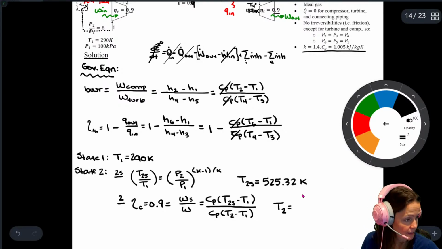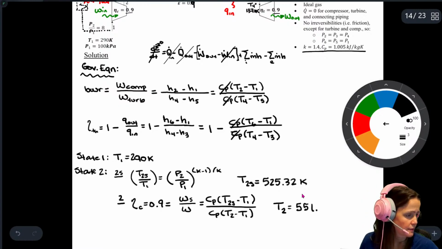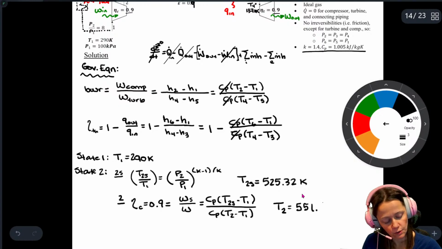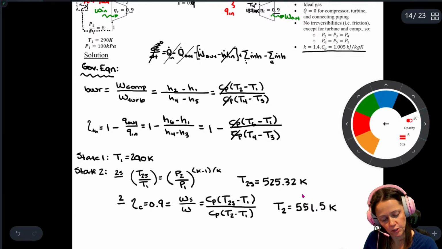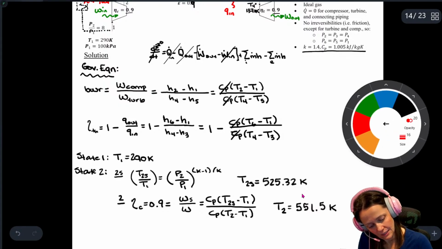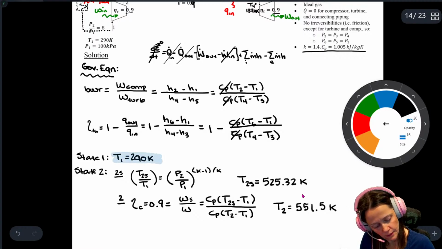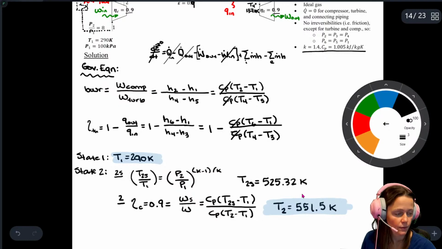So I think I got a T2 of 551, let's go 551.5 Kelvin. So as far as what we're actually plugging in, I'm going to be using this temperature.